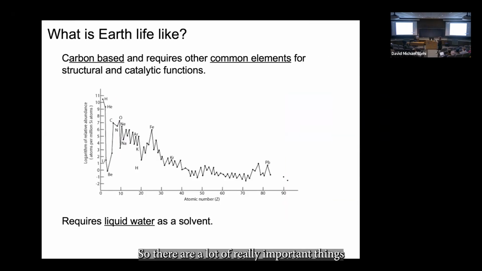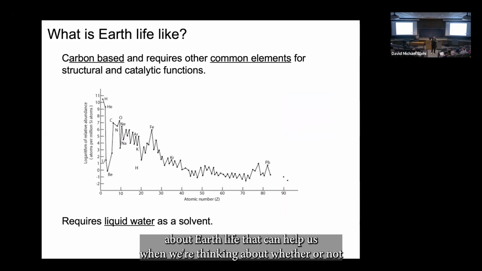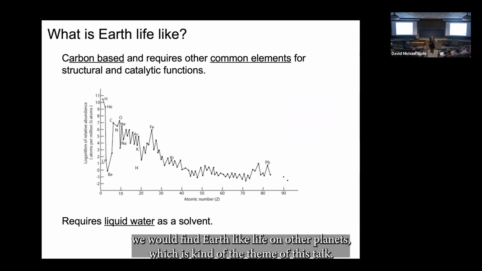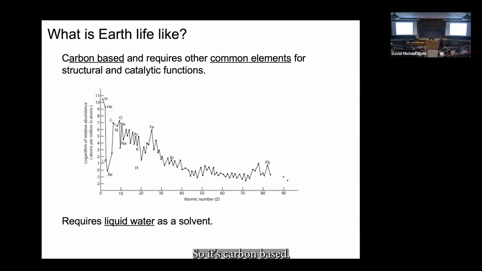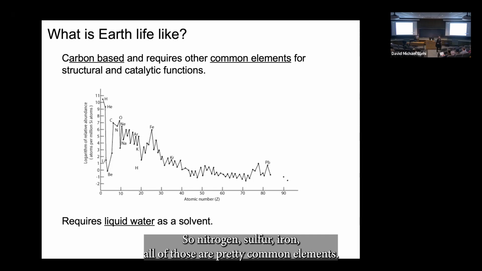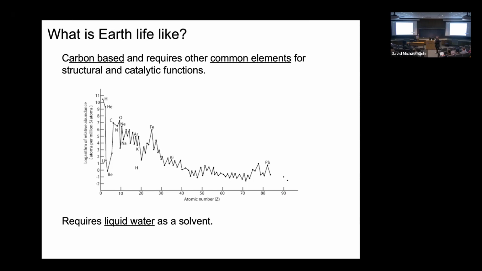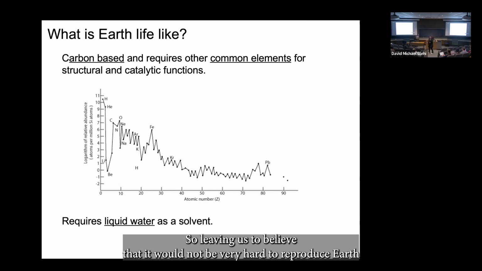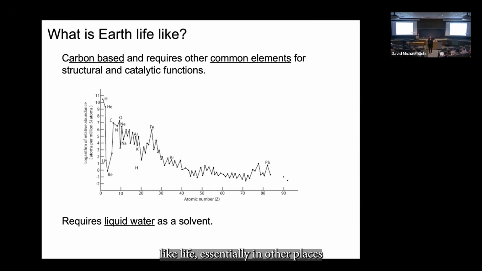So there are a lot of really important things about Earth life that can help us when we're thinking about whether or not we would find Earth-like life on other planets, which is kind of the theme of this talk. So it's carbon-based. Why is that good? Well, because carbon is really abundant in the universe. We know that it's very abundant, as are other common elements that make up life. So nitrogen, sulfur, iron, all of those are pretty common elements. So that leads us to believe that it would not be very hard to reproduce Earth-like life potentially in other places.